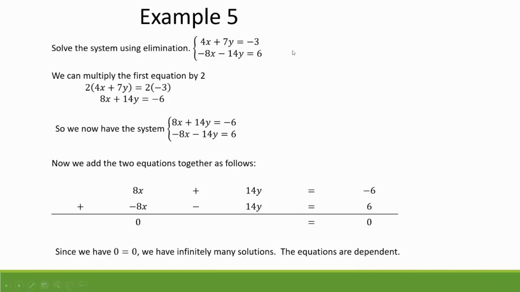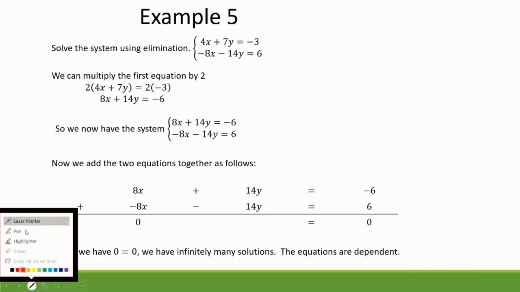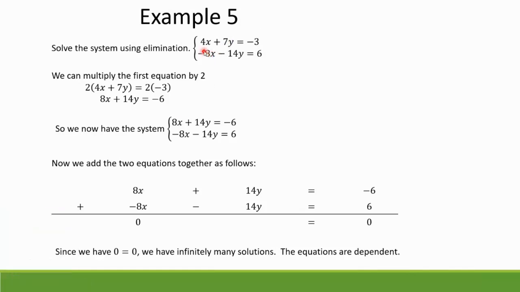So now, looking at this equation, it looks like, so here we have 4 times x, plus 7y is -3. Well, we know -8 is negative 2 times 4. So if we multiply the first equation by 2, we'll have 8x over here. And then we can add it to kill off x.